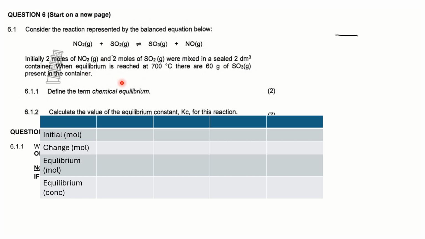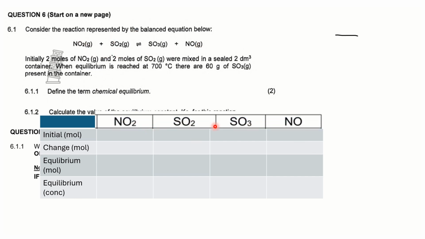The first thing that we can do is rewrite this equation here on the table. So here it is. We have NO2, which is a reactant, which is this one, followed by SO2, which is this one, it's also a reactant. And then on the product side we have SO3, which is this one, and NO, which is this one.